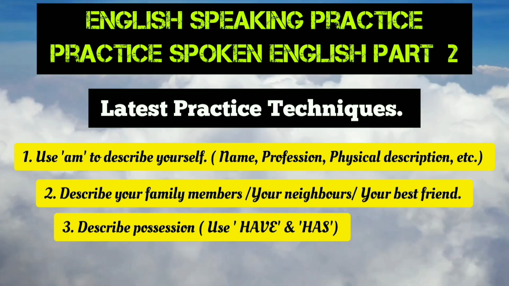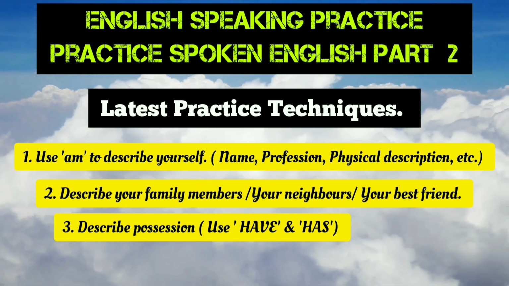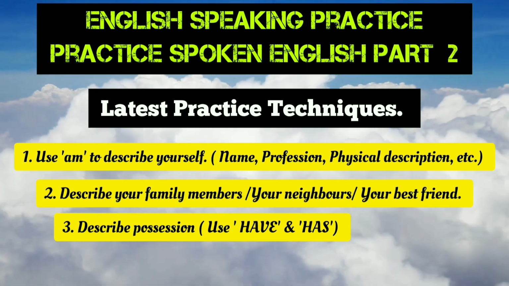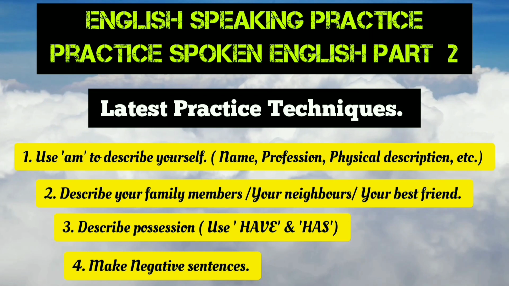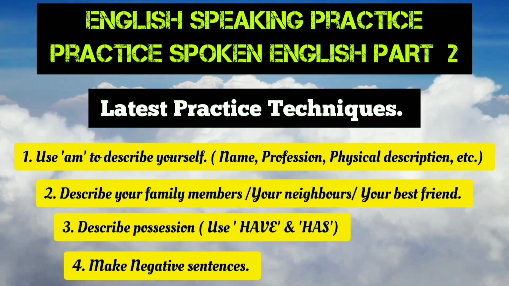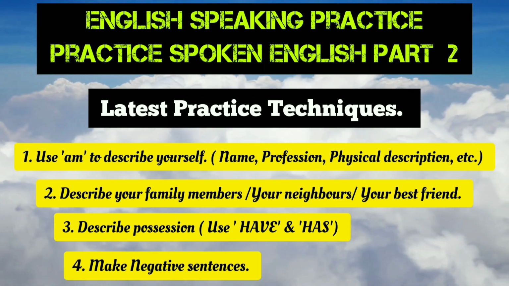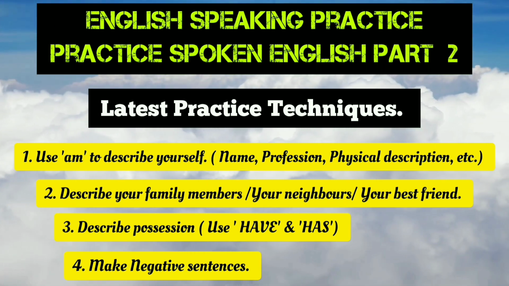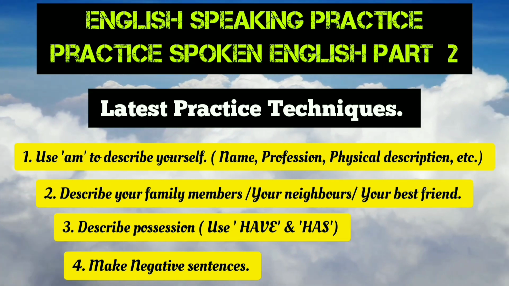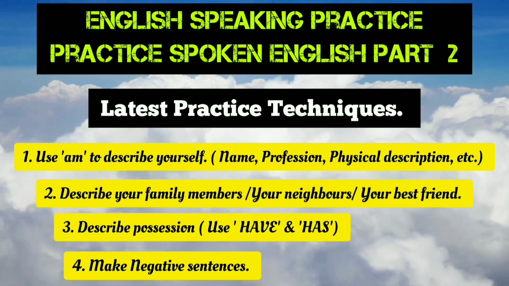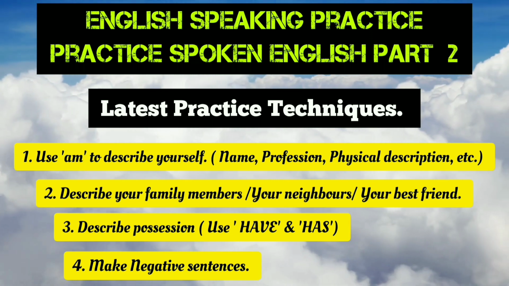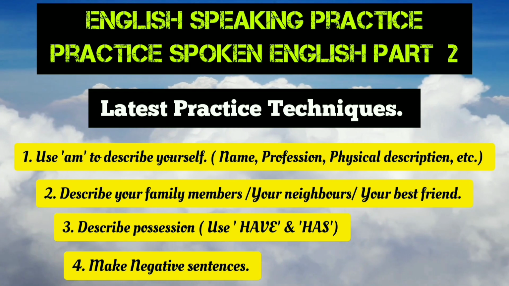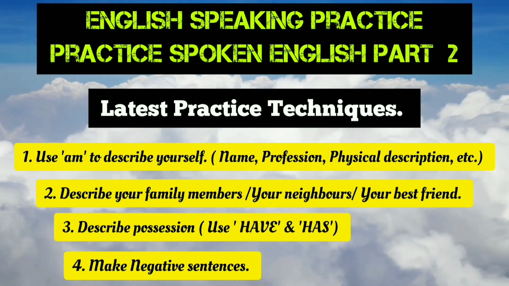Make one positive sentence using third person singular number, and then make a negative sentence using it. And apart from that, you can also practice making negative sentences. I already mentioned you can talk about things which you don't have or your family members don't have or someone doesn't have. So when you are talking about third person singular number, only then use doesn't, and in the case of the rest we use don't. So I hope it's crystal clear how we can effectively practice.